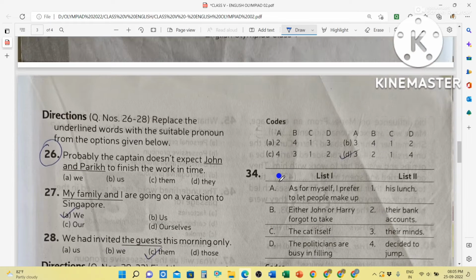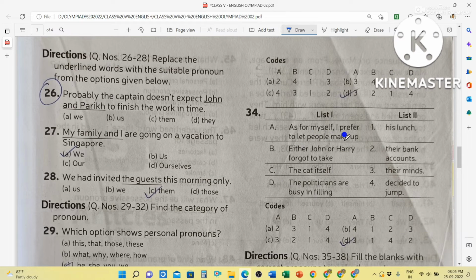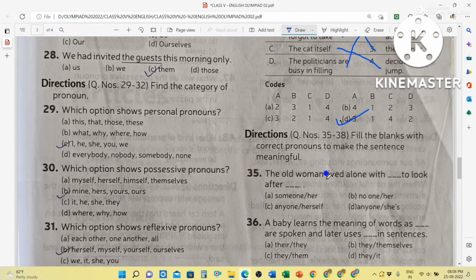Next, question number 34. As for myself, I prefer to let people make up their minds. Either John or Harry forgot to take his lunch. The cat itself decided to jump. The politicians are busy in filling their bank accounts. Okay. So A3, B1, C4, D2. Next, fill the blanks with correct pronouns to make the sentence meaningful.